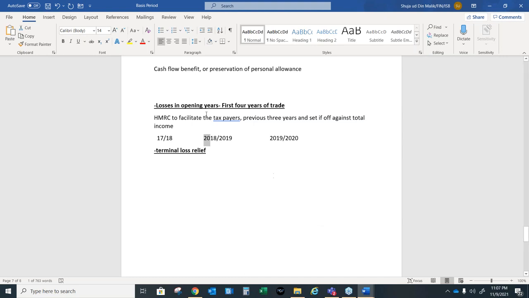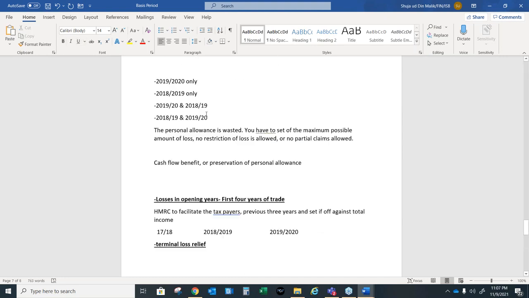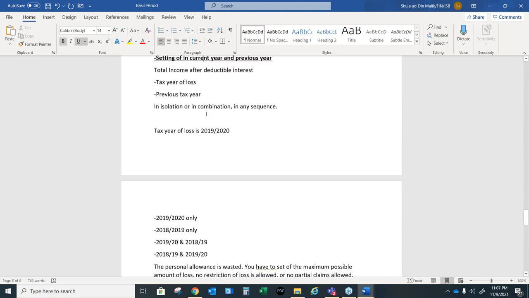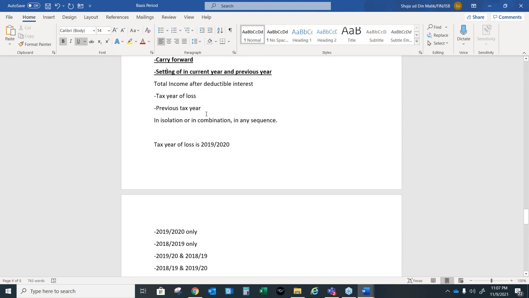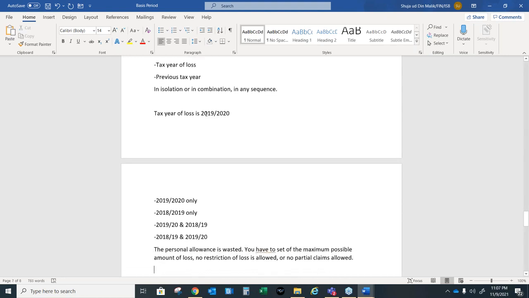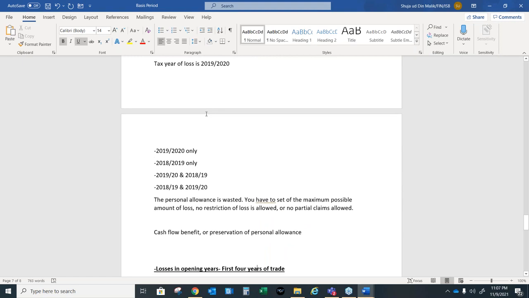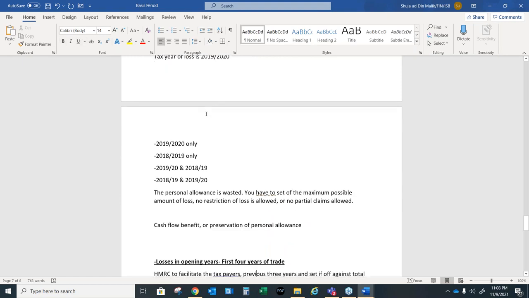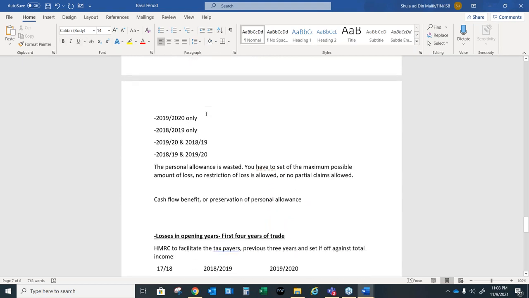Set off against capital gain is allowed. Yes, definitely it is allowed if you are setting it off in this very context, against current year and previous year total income. No partial. The rule of thumb is when you are writing it off against total income, partial claims are never allowed.